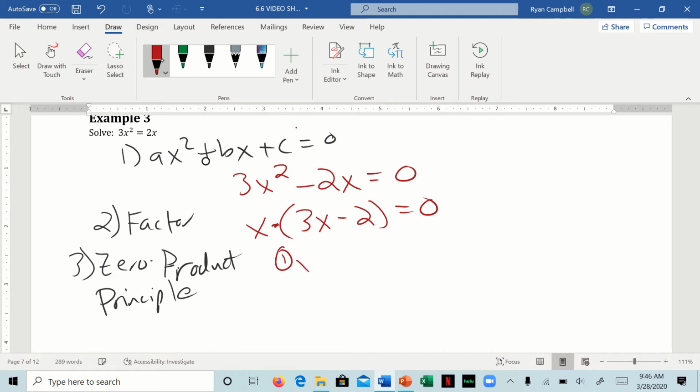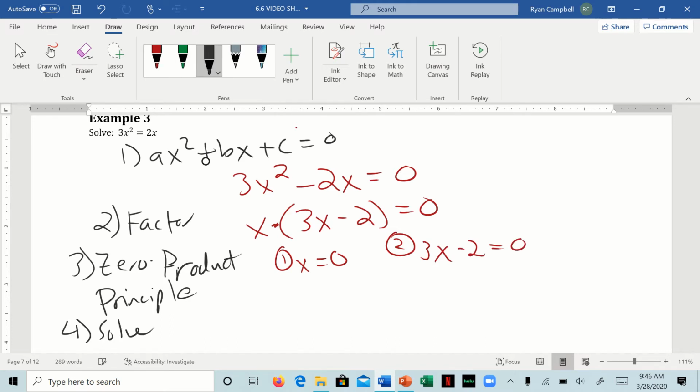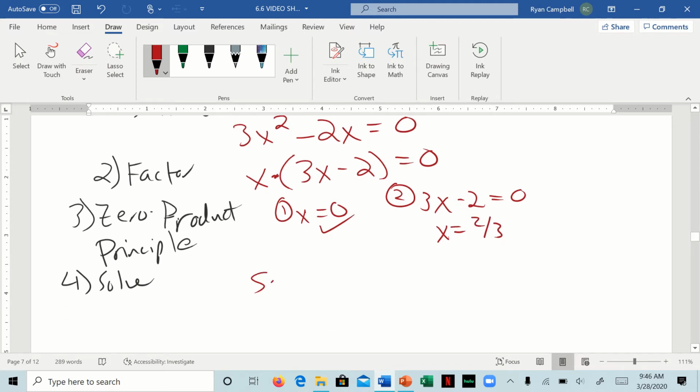So we have x equals 0 and 3x minus 2 equals 0. Step 4, solve. Well, x equals 0. Cool, we're already done. In the second case, 3x minus 2 equals 0, so x is going to equal 2/3. Which means our solution set is 0 and 2/3.